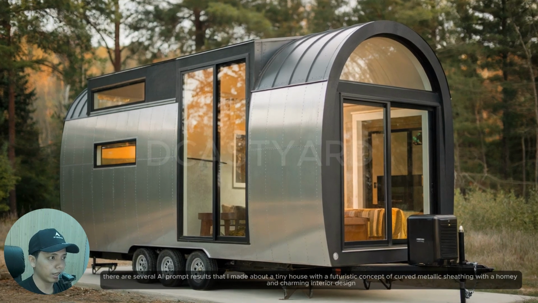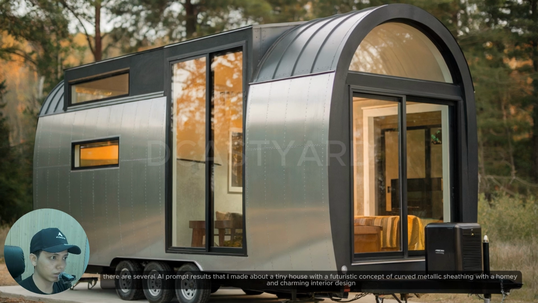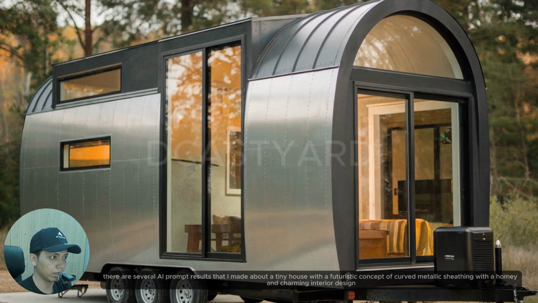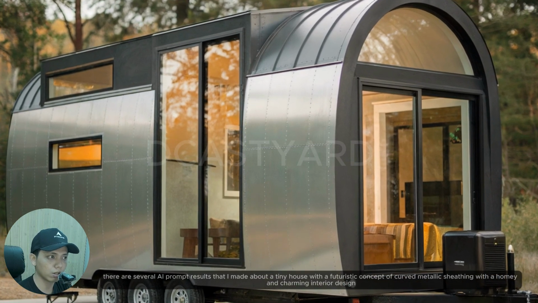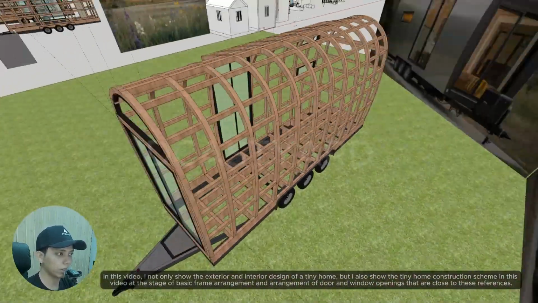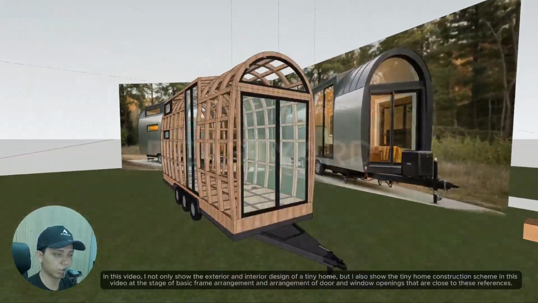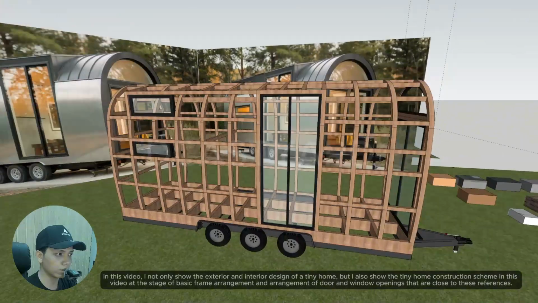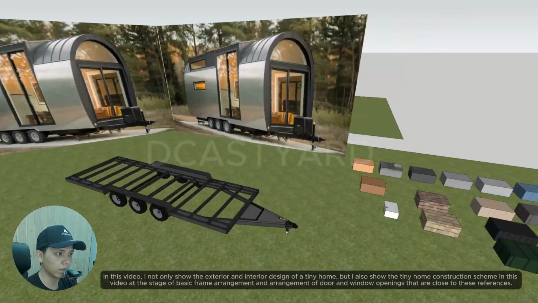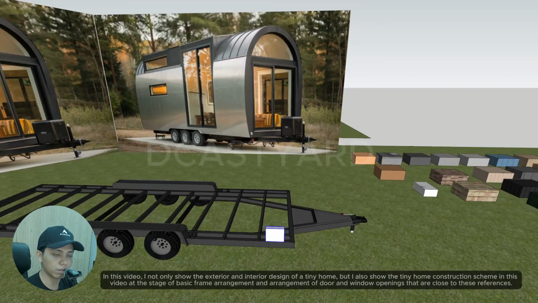There are several AI prompt results that I made about a tiny house with a futuristic concept, a curved metallic setting with a homey and charming interior design. In this video, I not only show the exterior and interior design of this tiny house, but I also show the tiny home construction sim in this video at the stage of basic frame arrangement and arrangement of door and window openings that are close to this reference.